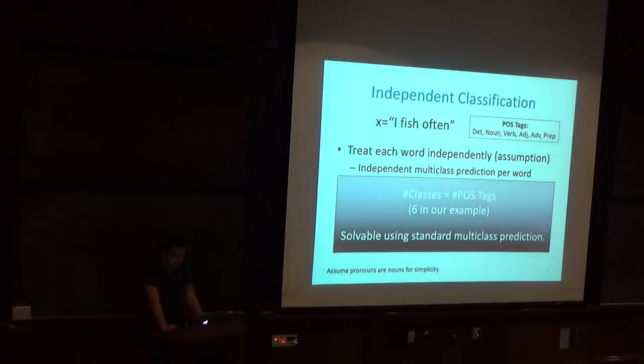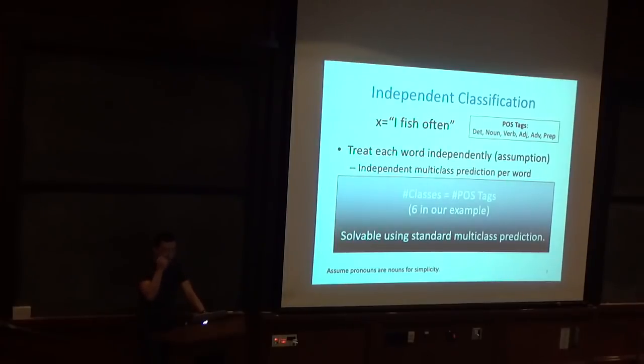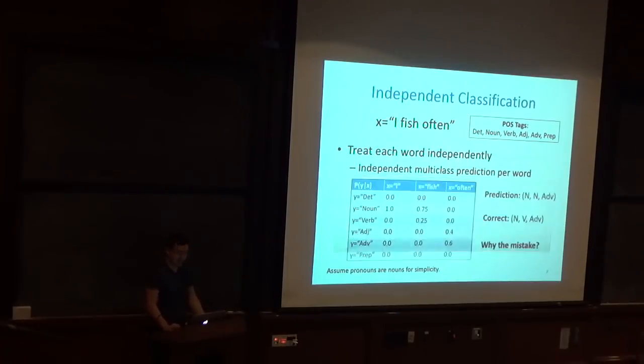Okay, so the number of classes is equal to the vocabulary of the output space, or in this case, the number of part of speech tags, which is 6 in this example. And this we can solve using standard multi-class prediction. We'll learn a scoring function for each of the 6 classes depending on the input, which is a small slice of the input sentence, and then we concatenate the predictions together. We've completely destroyed the sequential structure, if you will.